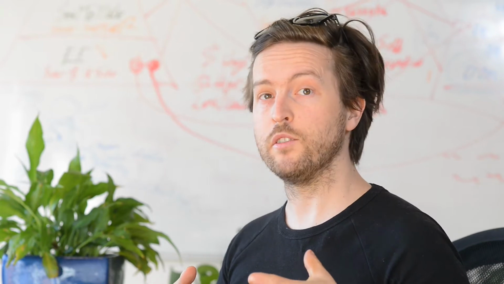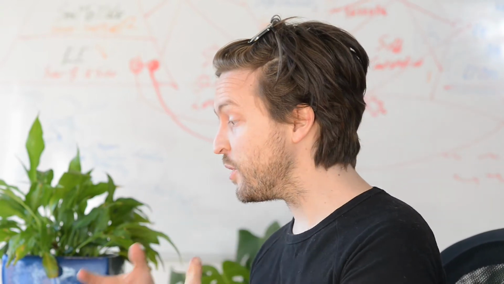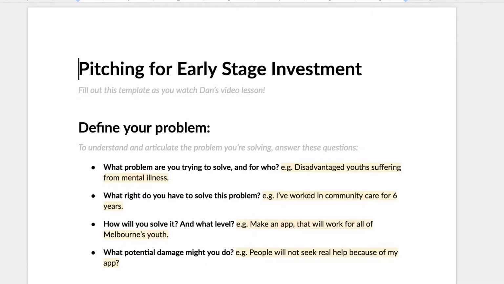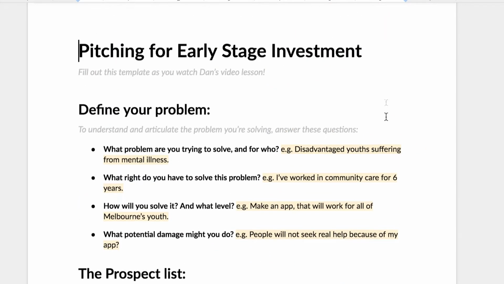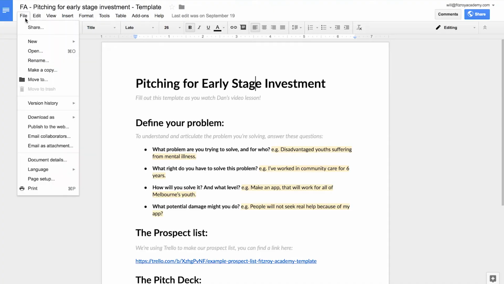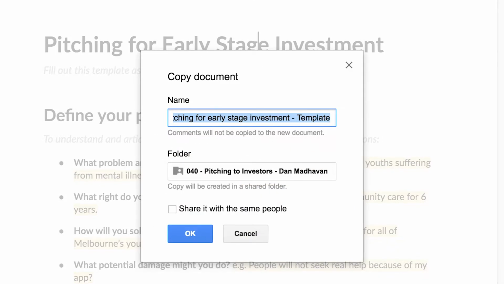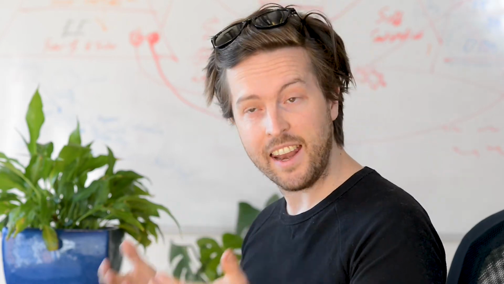Okay, so I'm gonna do the actual work along with you. I've opened up Dan's example template, which has the 4 questions and a link to the prospect list and the pitch deck example. So the first thing I'm gonna do is go File and make a copy. This is gonna be called my electric car pitch idea. Now that I've made a copy, I can edit it.